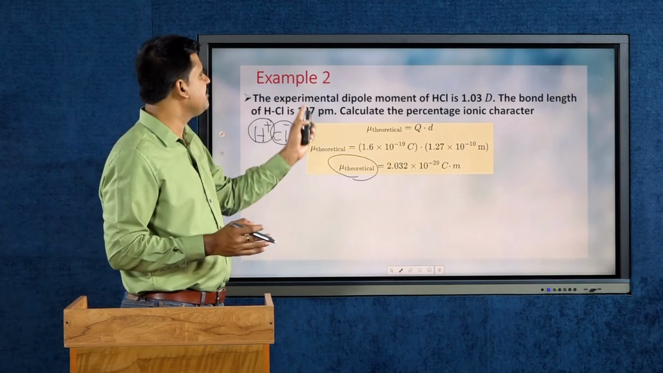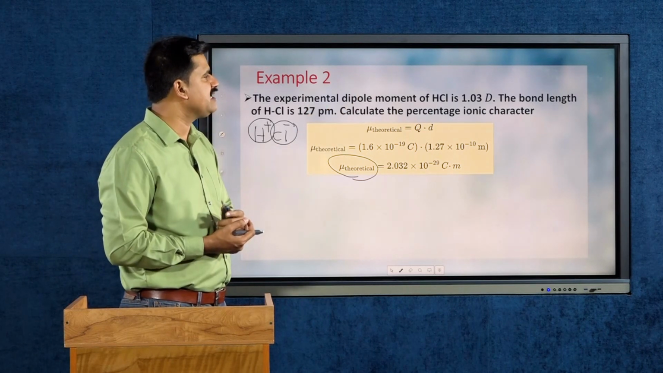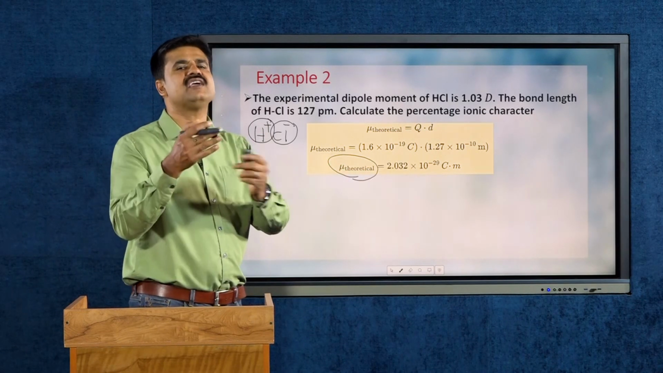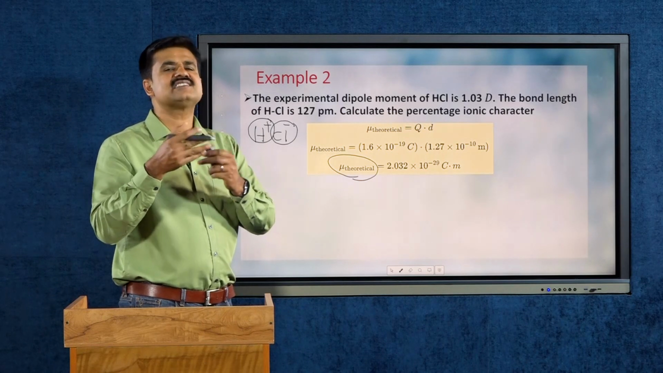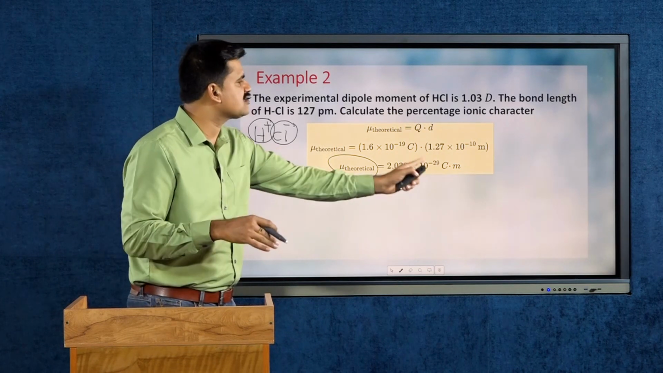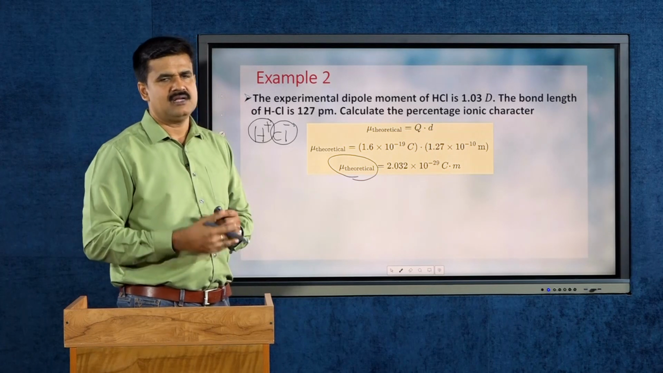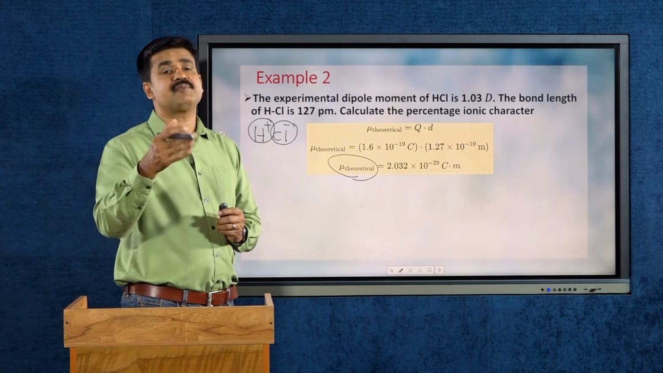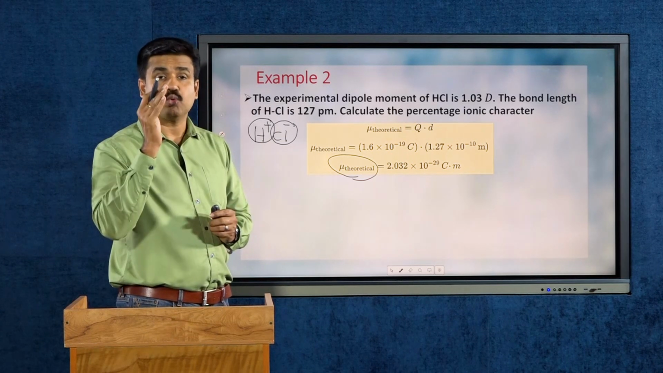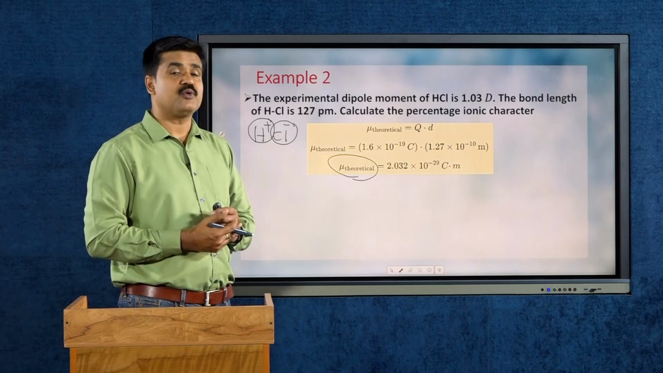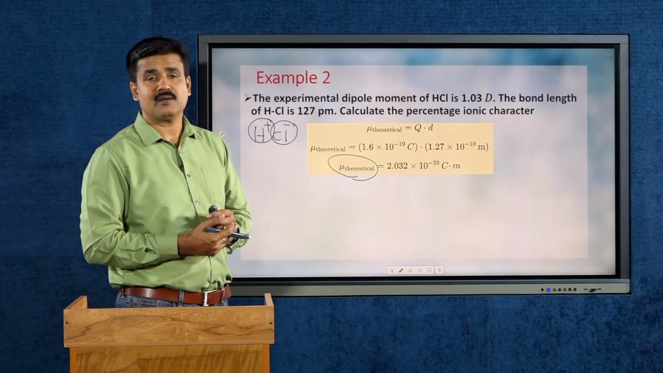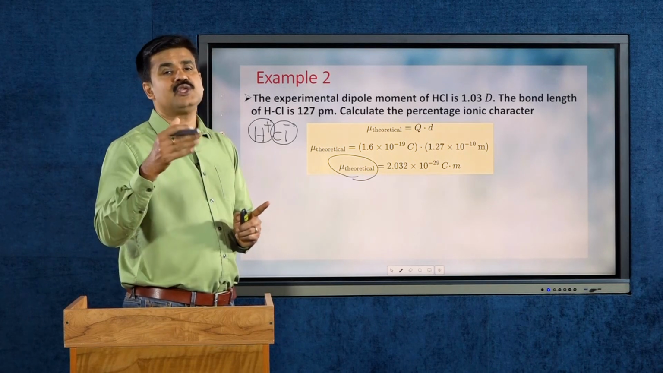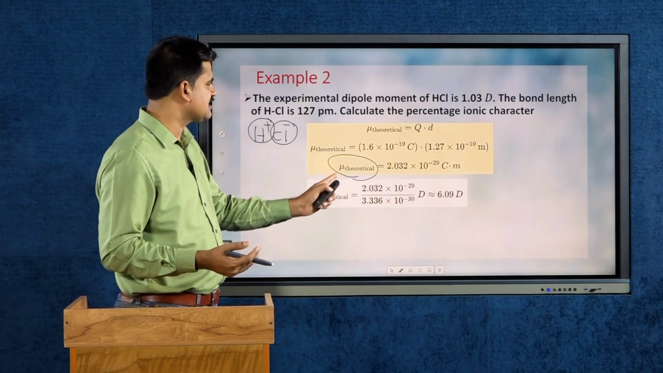So, the given dipole moment is 1.03 D, and mu theoretical is in coulomb meter. So, we have to make the units similar. I have to convert this coulomb meter into debye. For that purpose, we have to use the conversion factor. We previously mentioned the conversion factor that 1 D is equal to 3.34 into 10 raised to minus 30 coulomb meter. So, mu theoretical can be converted to units of debye by using this equation.